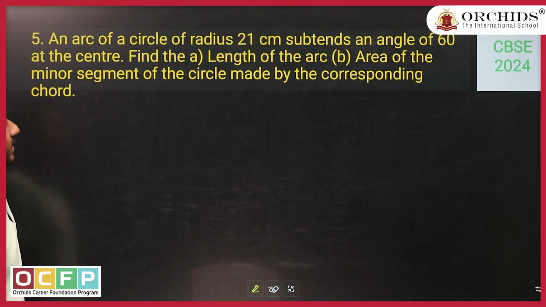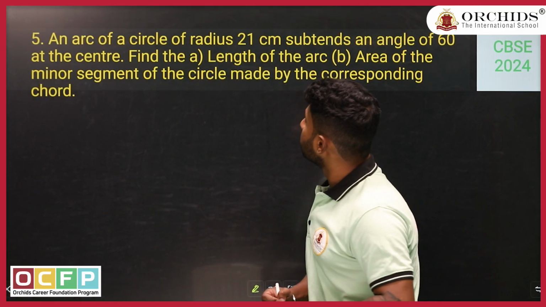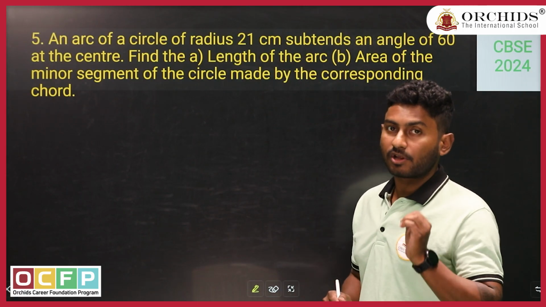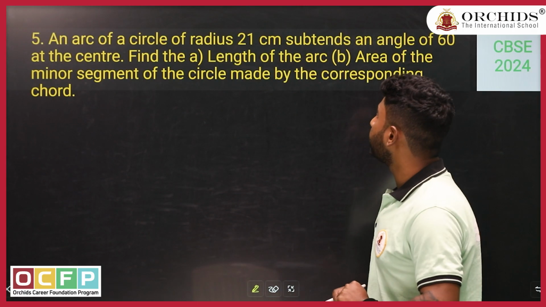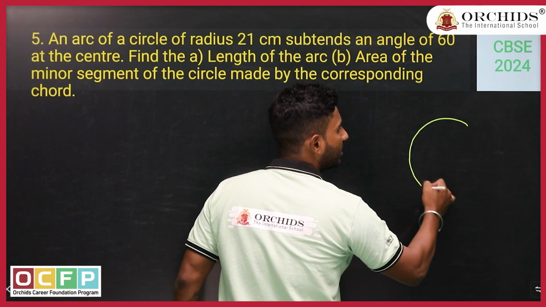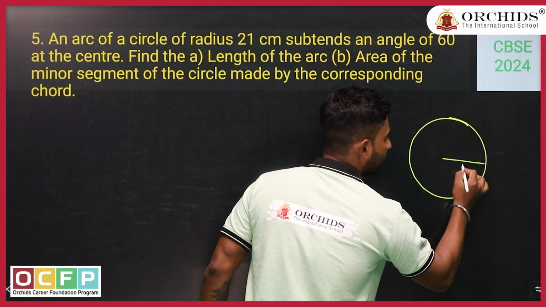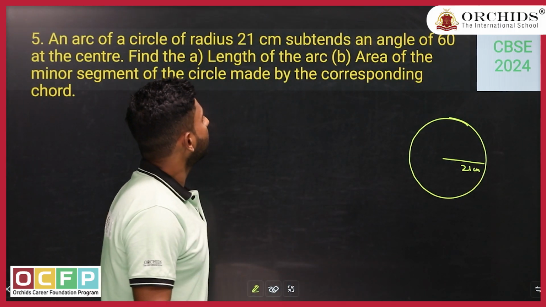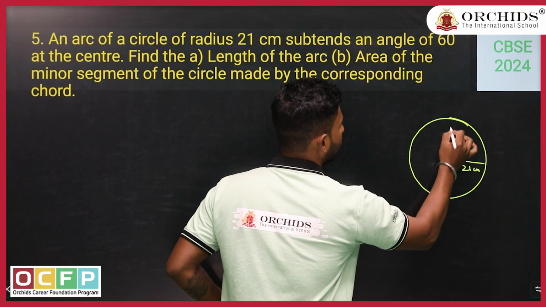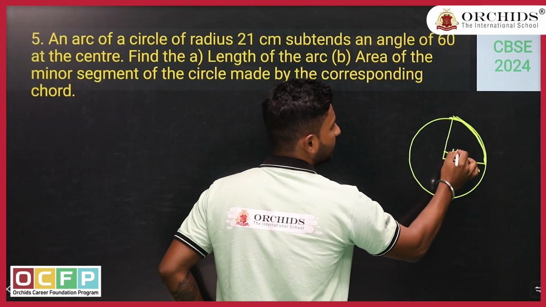Okay, so here is a question from recent exam 2024. So an arc of a circle of radius 21 centimeter. As I told you, whenever diagram is not given, it is your responsibility to draw it. Fine. An arc of a circle of radius 21 centimeter. Moment you listen about a circle, draw a circle. So this is a circle. What is the radius? Radius is 21 centimeter. It subtends an angle of 60 at the center. So an arc, so this is the arc. So this arc is subtending an angle of 60 degree at the center.